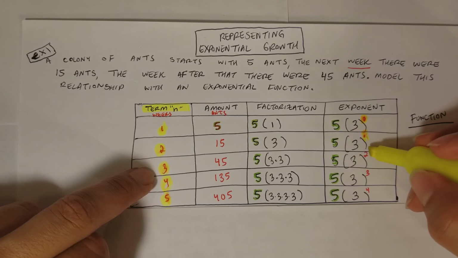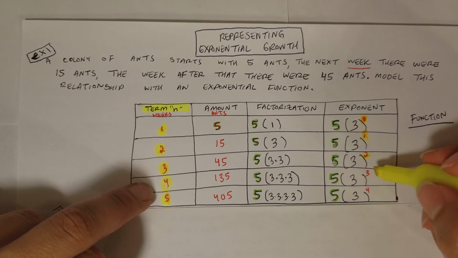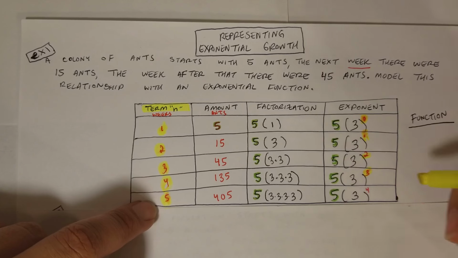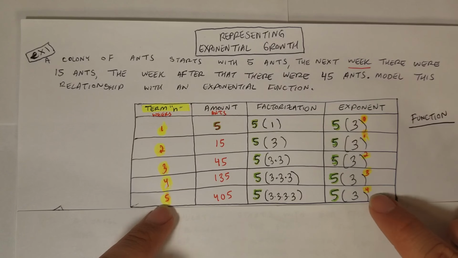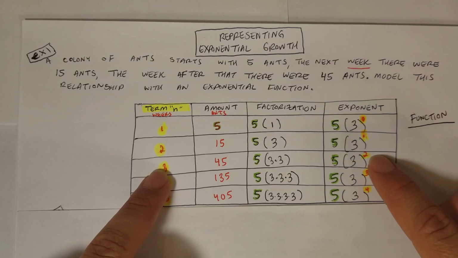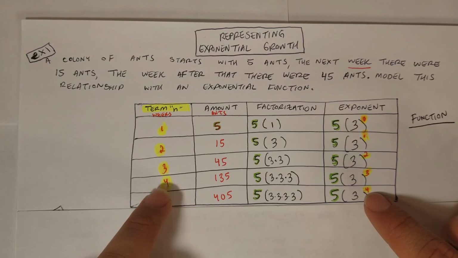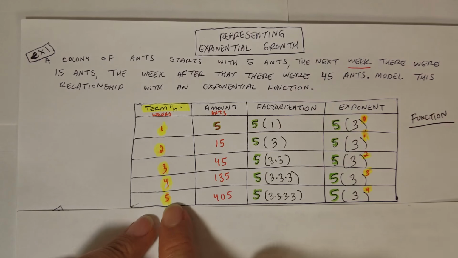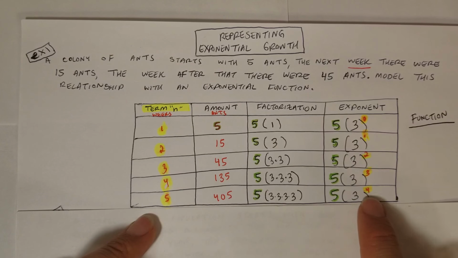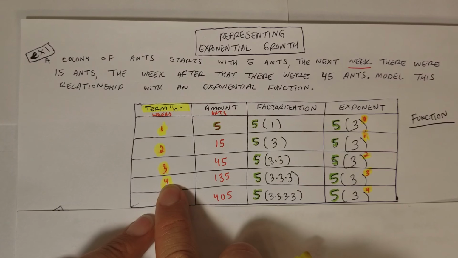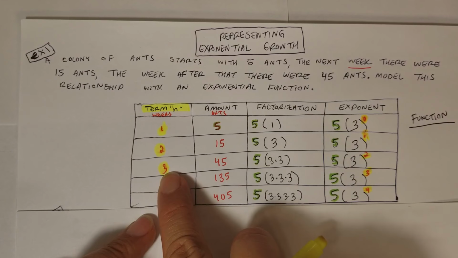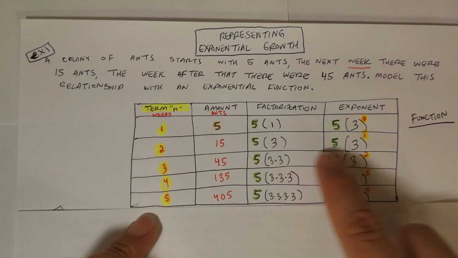Week number 3, we have the exponent of 2. Week number 4, we have the exponent of 3. Week number 5, we have the exponent of 4. So 5, 4, 3, 2, 1, 0. If you look at it, we're actually subtracting 1 from n, right? So this whole column, if we take that and subtract 1, we get the power. If we take this and subtract 1, we get the power. We take that, subtract 1, get the power. We take this, subtract 1, get the power.